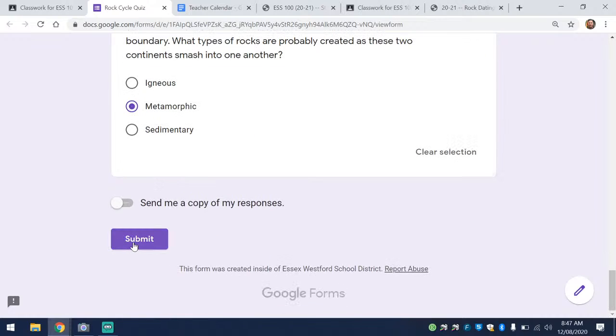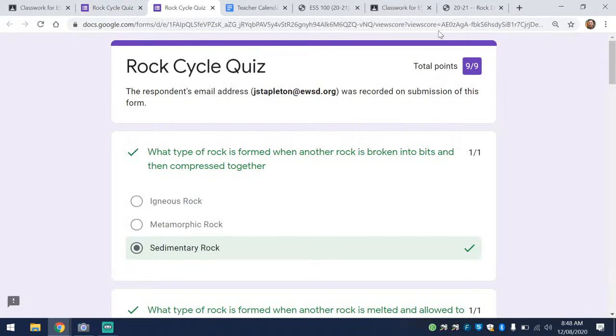Let's see if I get 100. If I didn't, I screwed up the answer key. Yay, I got 100.